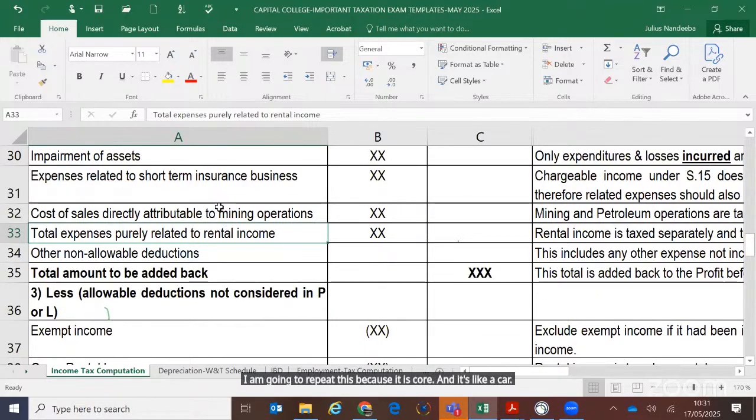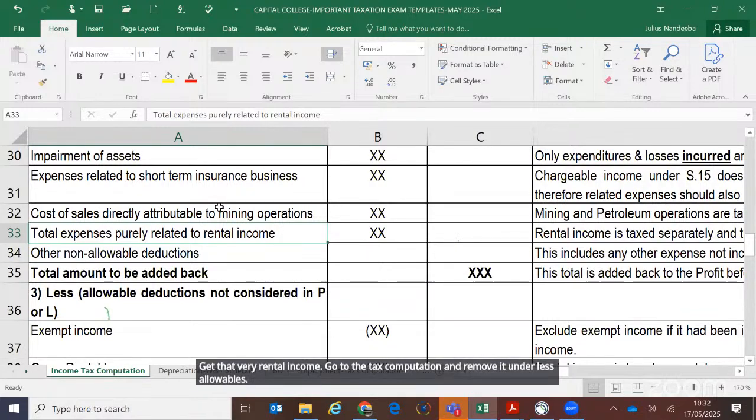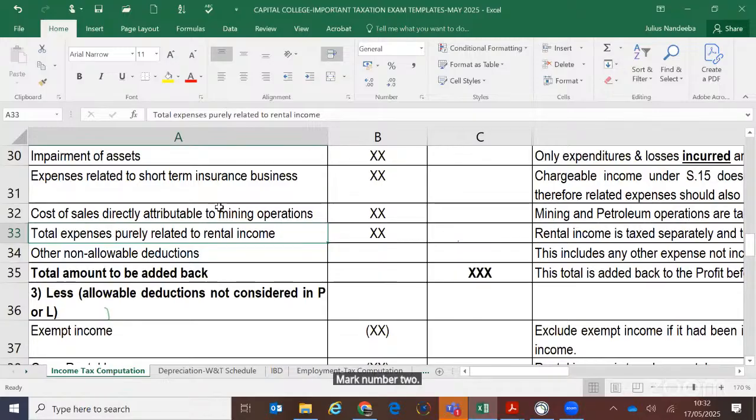When you go to the POL and you find in your incomes or in other incomes, you have an item called rental income, you prepare for more than 4 marks. Mark number 1, get that very rental income. Go to the tax computation and remove it under less allowables. Mark number 2, go to your additional information and look for expenses related to rental income.